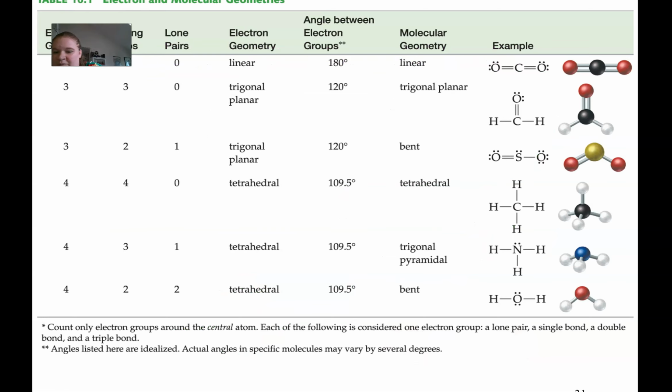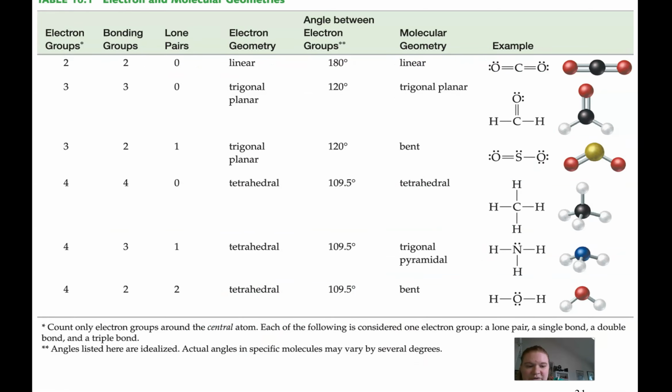Here's our good summary table. So notice the way that this is divided up. This has all of the exact same information that we just looked at. We have electron groups and then bonding groups versus lone pairs. So if you add these two up, it will equal the first column.